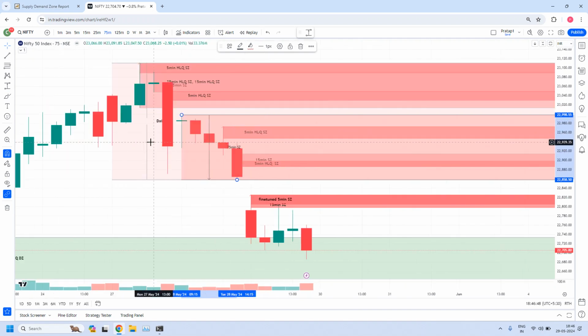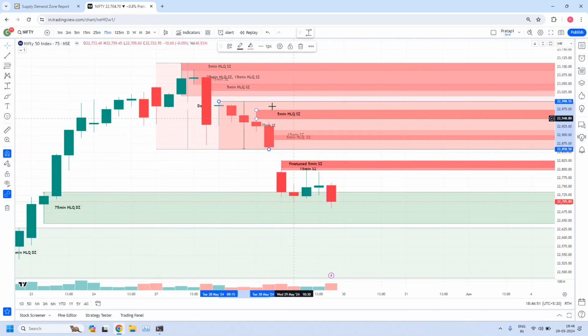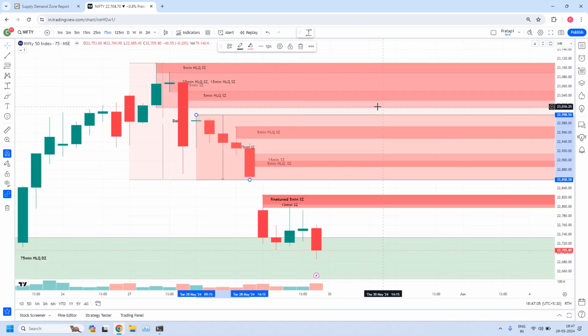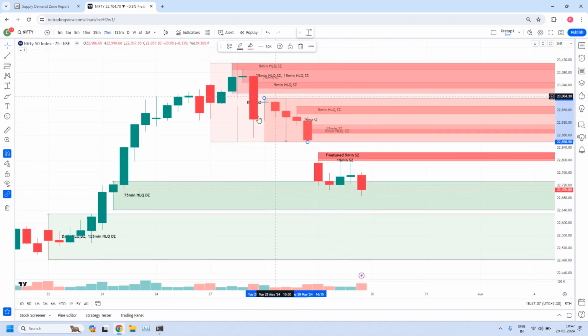So this is the 75 minute supply zone, and this 75 minute supply zone is already having a 15 minute supply zone. This 15 minute supply zone is having a fine-tuned 5-minute zone, and that fine-tuned 5-minute zone is a high liquidity zone. Very interesting. See how the zones are getting created. This is a very good example. Before these higher time frame zones are created, institutions set the lower time frame zones. First they created lower time frame order flows.